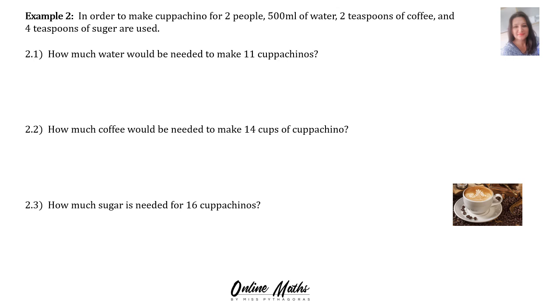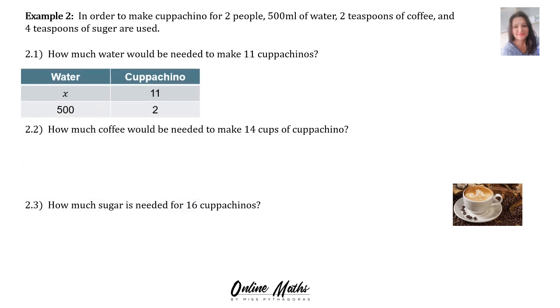Example 2. In order to make cappuccino for 2 people, 500 milliliters of water, 2 teaspoons of coffee and 4 teaspoons of sugar are used. 2.1. How much water would be needed to make 11 cappuccinos? So you make a little table with headings water and cappuccino. And then X is going to be the subject of the formula. Under water, you put the 500 milliliters. And under cappuccino, X is the one that you are looking for. That's 11 cappuccinos.